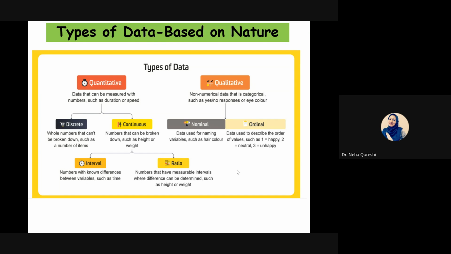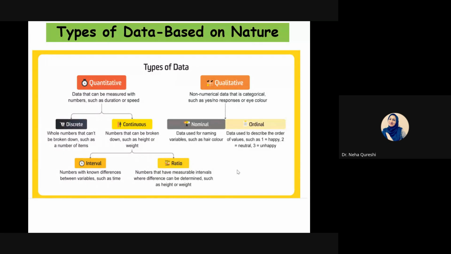Then continuous data can be broken down. For example, height, weight, income, where decimals also have certain meanings. So in the continuous scale, we will break this data down further. As I said, the interval scale and the ratio scale come under continuous data, under the quantitative category.